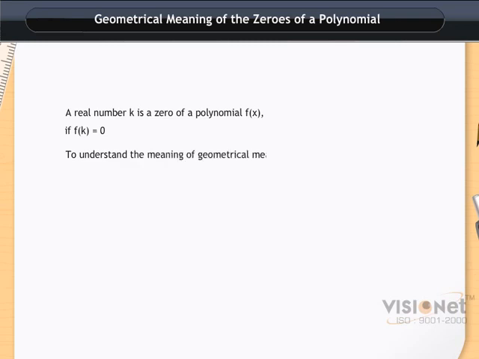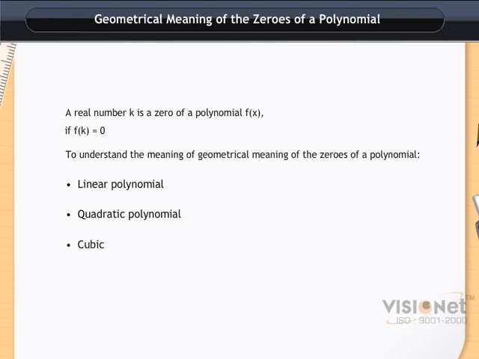Geometrical meaning of the zeros of a polynomial. A real number k is a zero of a polynomial f of x if f of k is equal to 0. To understand the geometrical meaning of the zeros of a polynomial, first we have to learn the geometrical representation of a linear polynomial, quadratic polynomial and cubic polynomial.